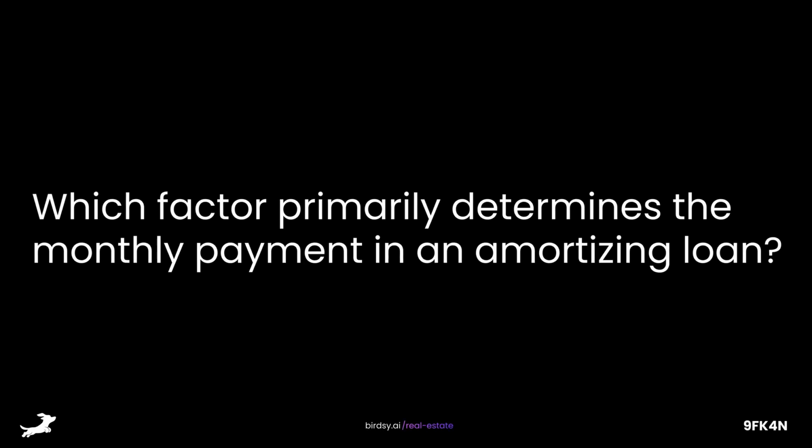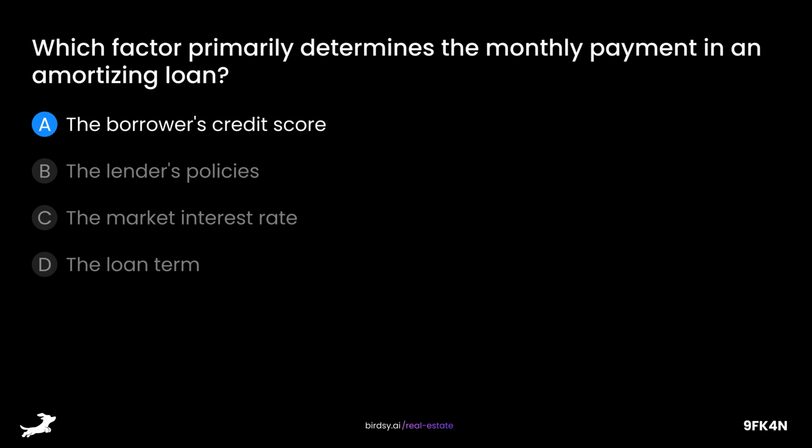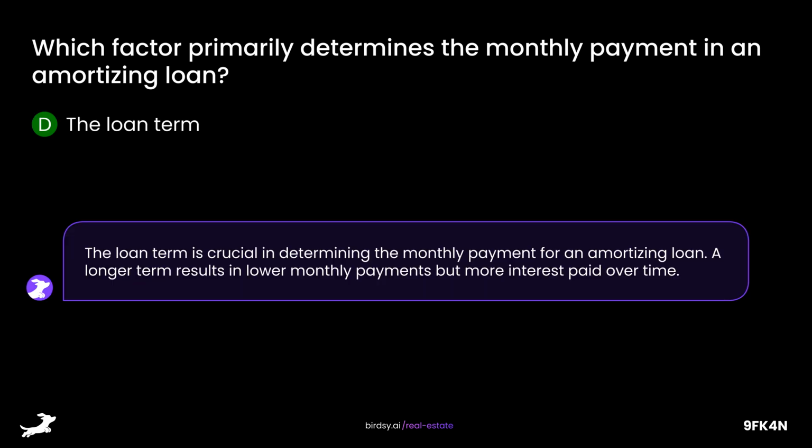Which factor primarily determines the monthly payment in an amortizing loan? Is it A, the borrower's credit score, B, the lender's policies, C, the market interest rate, or D, the loan term? The answer is D, the loan term. The loan term is crucial in determining the monthly payment for an amortizing loan. A longer term results in lower monthly payments but more interest paid over time.